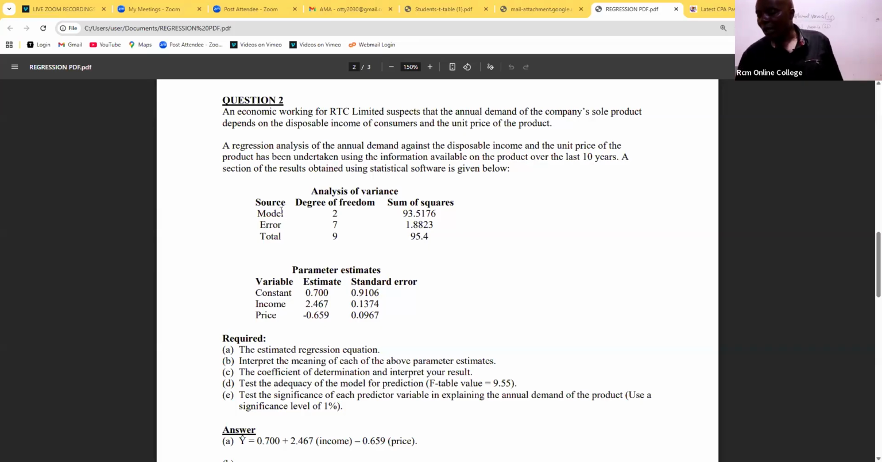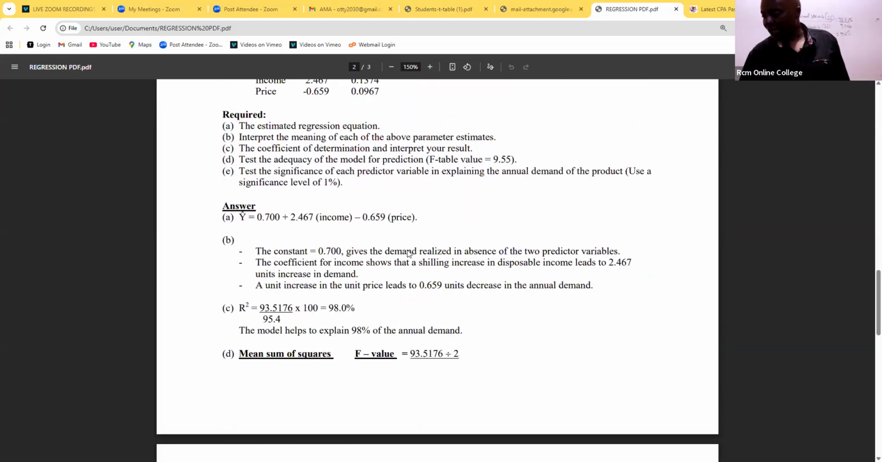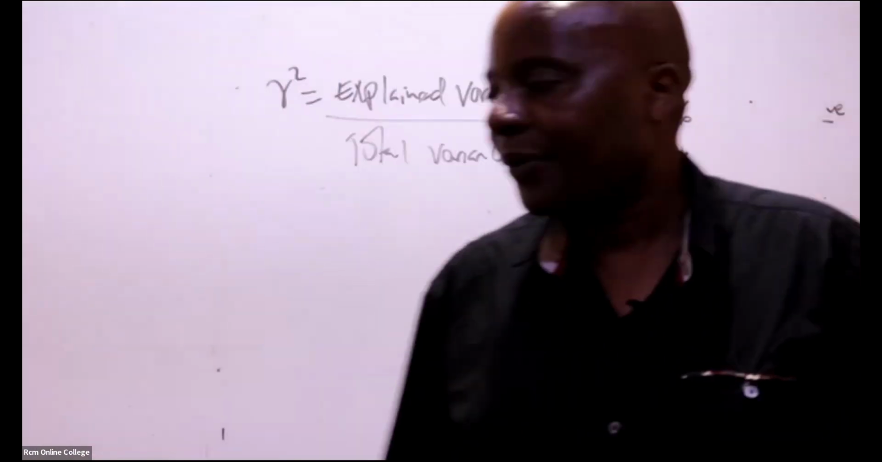So the model, which is the explained variance, 93.5176, all over the total, which is 95.4 like that. This is how they were able to get 98%. Is it 96 or 98%? This is how they were able to get the 98%.